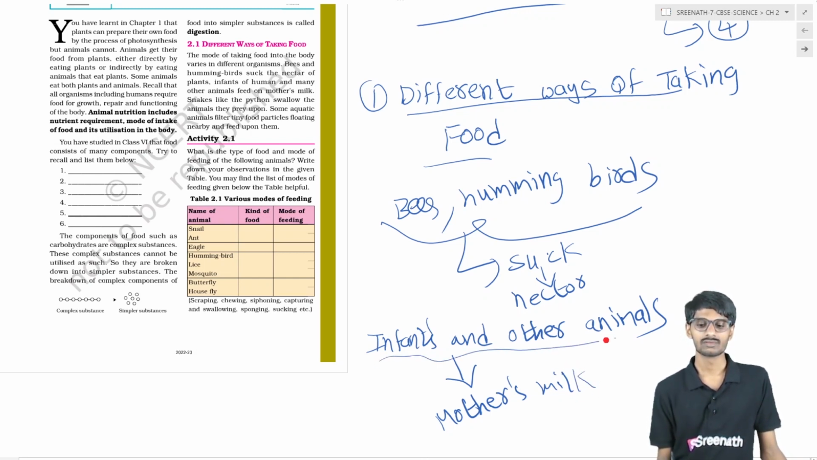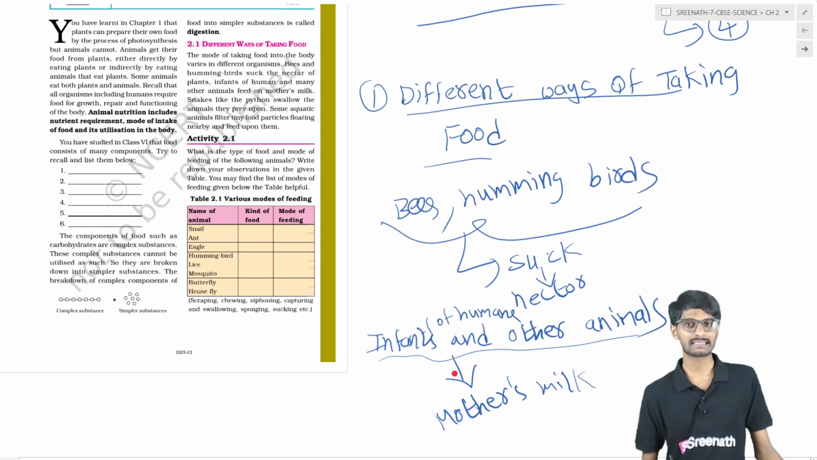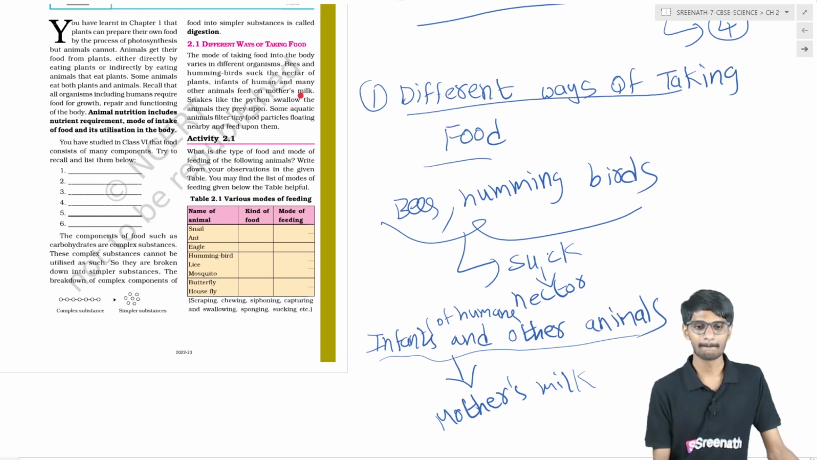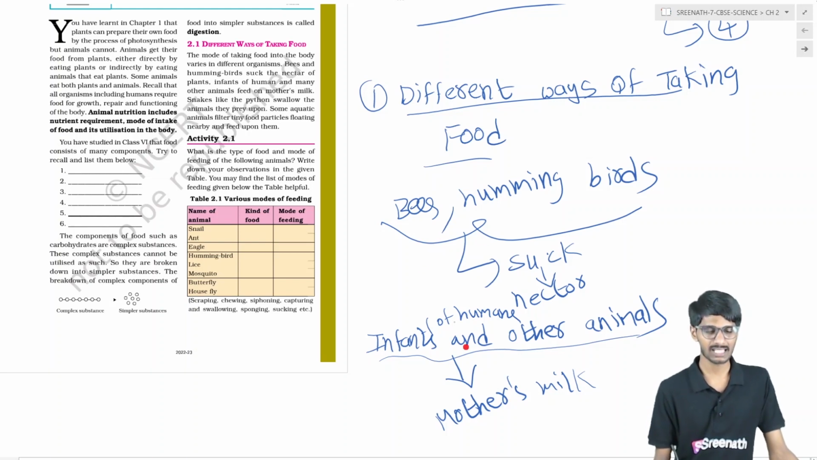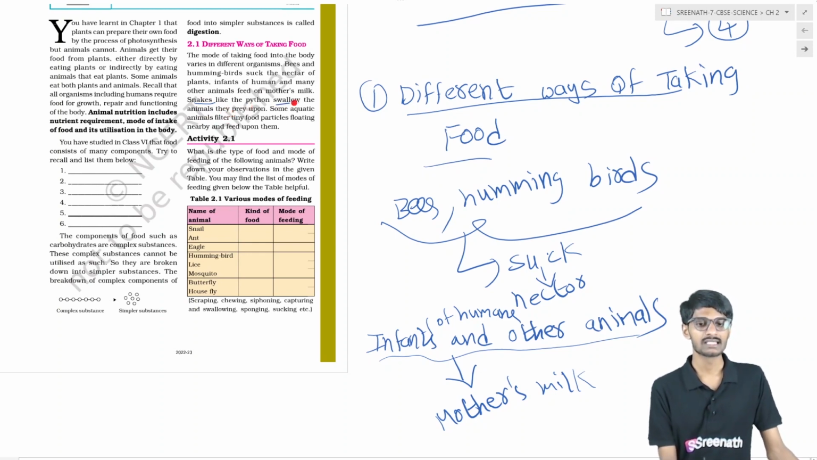So infants of humans and other animals feed on mother's milk. This is one type of taking food, and this is another type. Another type is snakes. What will snakes do? Snakes like pythons will swallow.